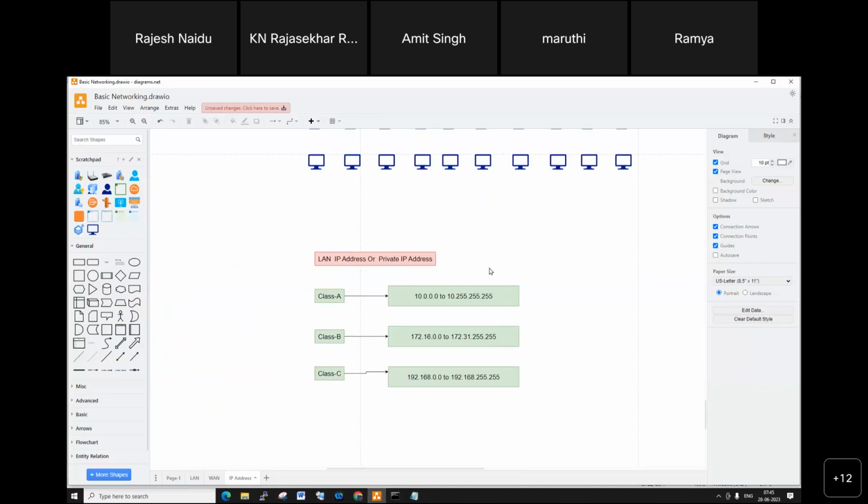Guys, please understand: whatever IP address you have posted in the chat, has any of it escaped from this list? No, right? Because whatever concept I'm telling you is 100% correct. It is a universally acceptable concept. I learned the concept and I'm explaining it to you. It's not like one concept in my home, one in my training, another in another training. Network concepts are universally the same.